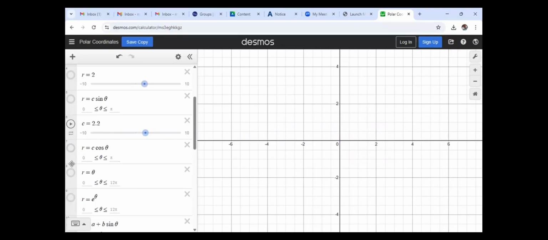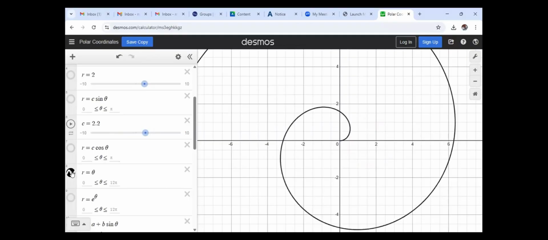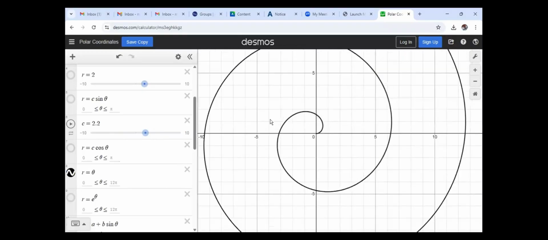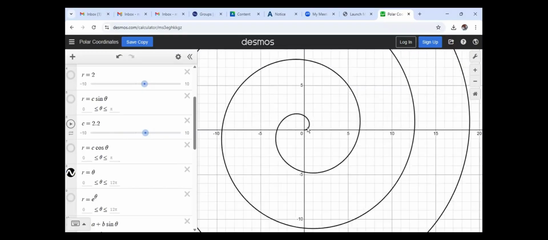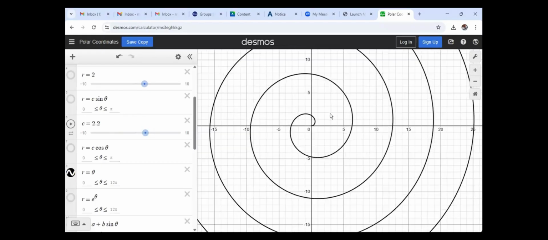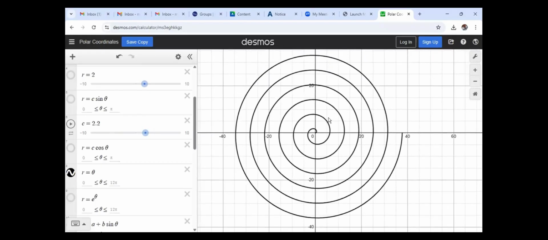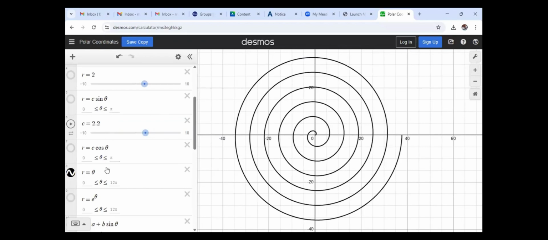Let's look at some other neat things that happen. So r equals theta. Now, as we're going out, as our angle changes, our value is getting bigger with that theta. So we end up with this really neat spiral, and however far out you go. Now our theta is just between 0 and 12 pi. So in this case, it does stop. But theoretically, if we want to keep going, it will keep going with our spiral.